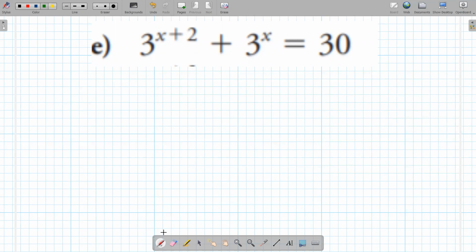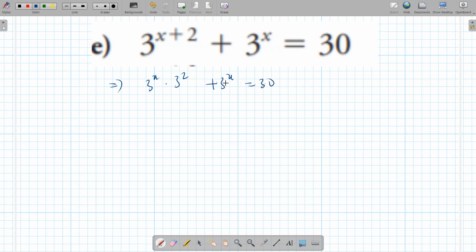Okay, for this one, we're going to have to break this apart. You see this? We want this to be 3^x and then something else. Is there any way to simplify that? Well, you could do 3^x times 3^x. Say that again? You can do 3^x times 3 to the power of 2. Yeah, exactly. That's exactly what you would do.